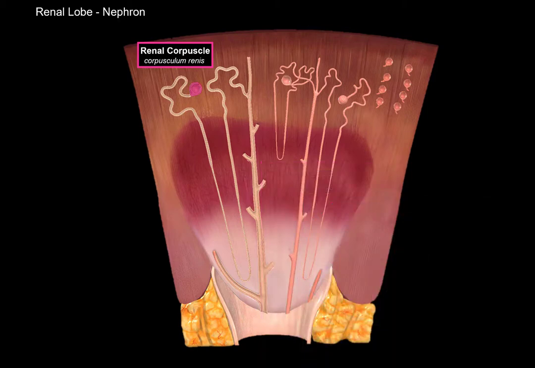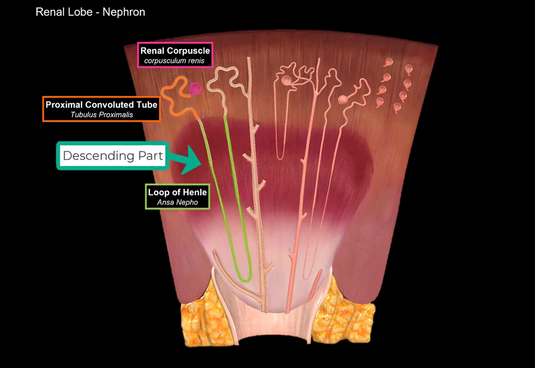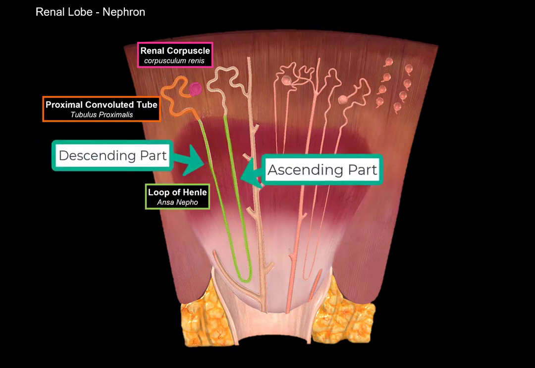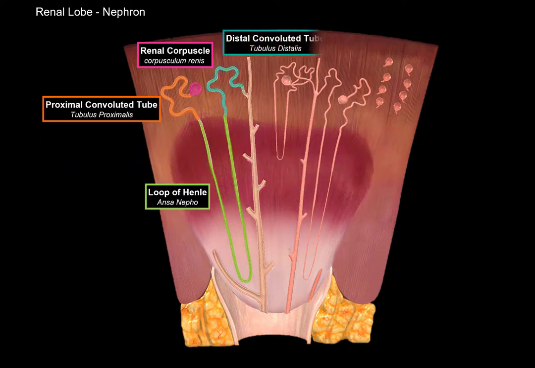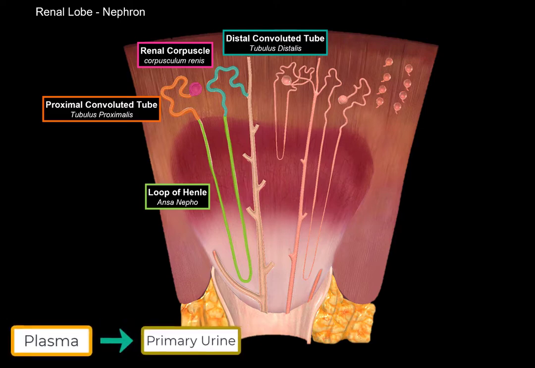After the renal corpuscle is the proximal convoluted tube, which also lies in the cortex. The proximal convoluted tube has two parts. There's a convoluted part, which curves, and a straight part. And the nephron continues into the renal pyramids as the loop of Henle. There's the descending part and an ascending part, which extends up to the renal cortex again as the distal convoluted tube. Now, up until this step, the plasma has been filtrated into the primary urine.